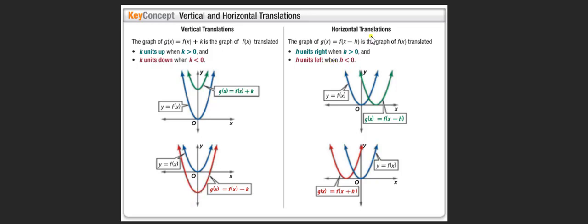Now, horizontal translation is when the parent function moves to the right or to the left. When you have f of x minus h, if h is positive, then the parent function will go to the right. If h is negative, that means it will be x plus h, because negative times negative is positive. When that happens, the parent function will shift to the left. And let's look at some examples.